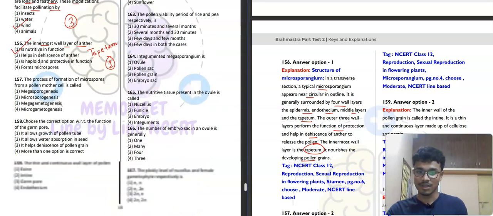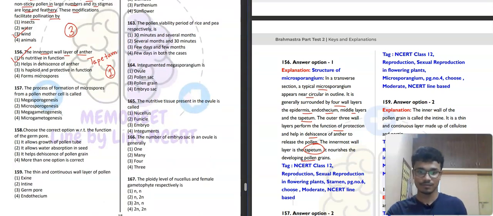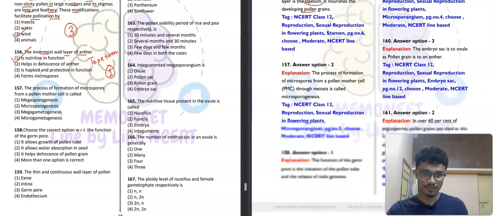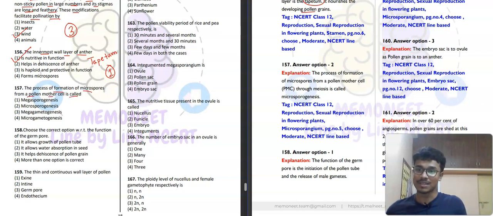Now moving towards the next question, 157. The process of formation of microspore from a pollen mother cell is called. What is this process? You know that this process is called microsporogenesis. Second option will be our correct answer for this question. The process of formation of microspore from a pollen mother cell through meiosis is called microsporogenesis. So second option here is our correct answer.